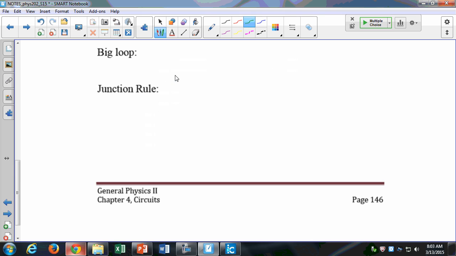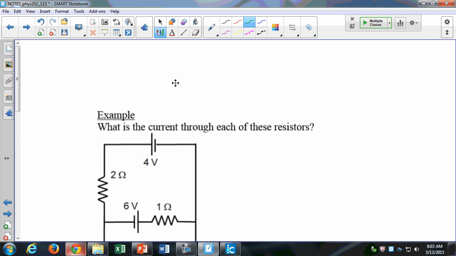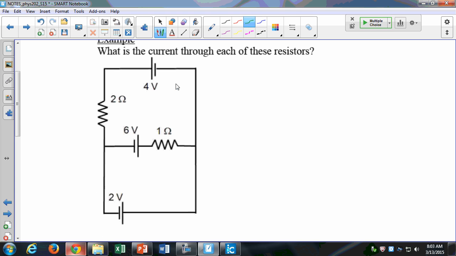All right. Let's try this one. I want to know the current through each of these resistors. I want to write the 3 equations. If I have 3 unknowns, which is what I have here, I'll just write 3 equations. Your first job is going to be choosing the currents. There are 3 distinct currents. I'm going to choose the directions for us, and then I'll let you write the equations.